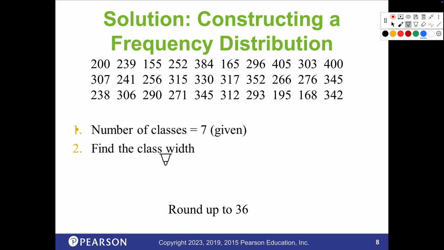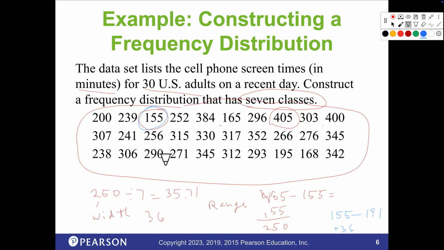Okay, so one thing I got off a little bit on is the class width gives you from the minimum to the minimum of the next one. So what this did is we should have a class that starts at 155. The next class, because of a width of 36, will start at 191. So the first class has to go to what? 190.